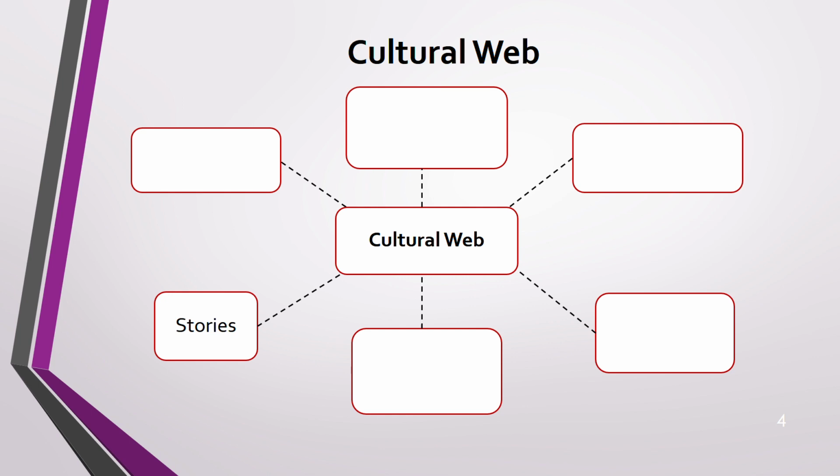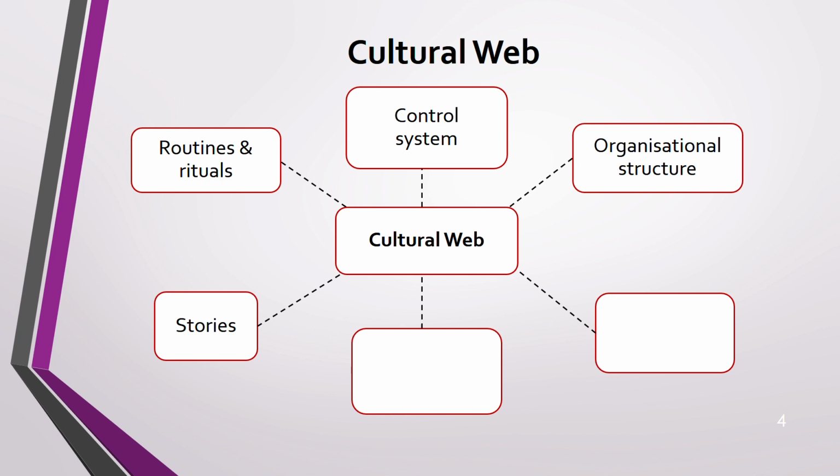Stories is one. So culture is made up of the stories that you hear of an organization. Next, the routines that are followed every day in an organization. Control system of an organization. Organization structure, symbols, and power structure. Okay, these are the 6 things that any culture is made up of. Right? You need to memorize it.